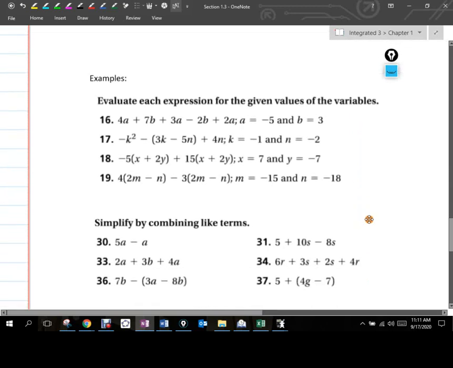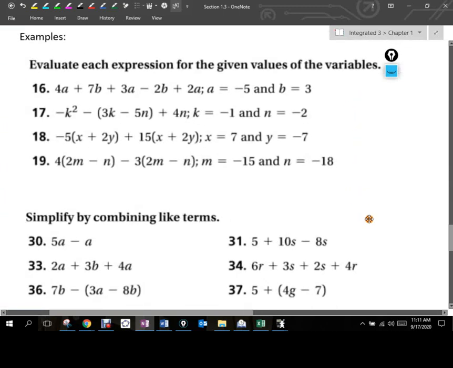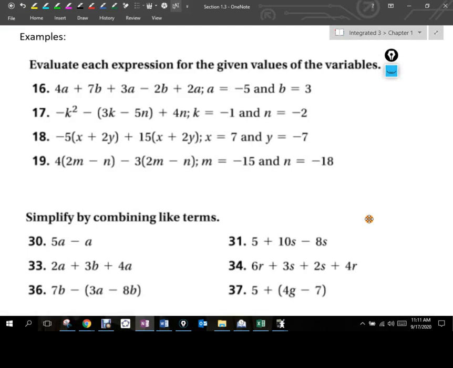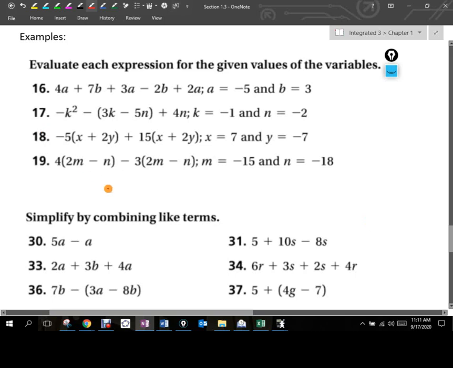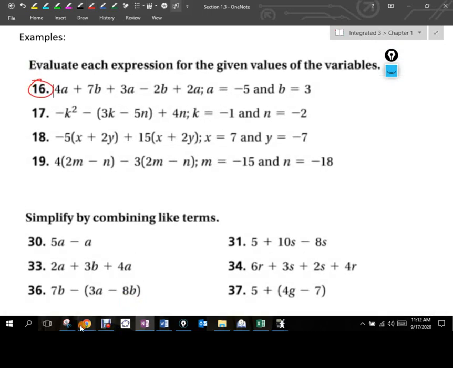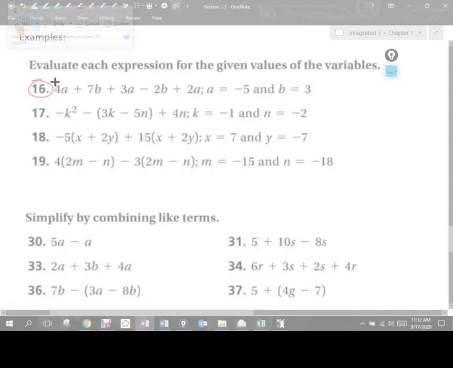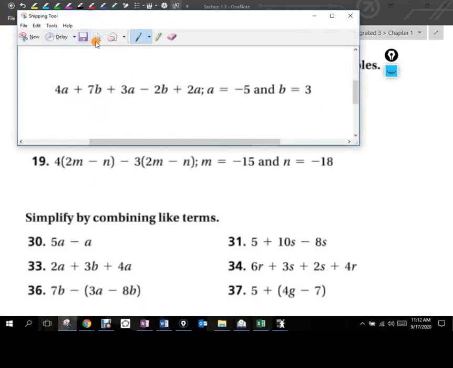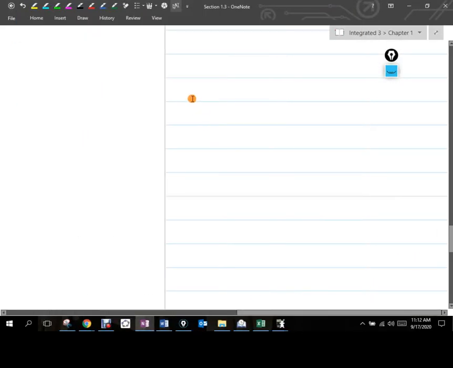Let's do a couple of these examples together, and then I will give you some time to do the other examples on your own, and that should free up some time to complete the assignment that's open if you have not done so already. Let's do 16 together. So this first one together. Just to make it easier for me to write, I'm going to cut and paste this over here.